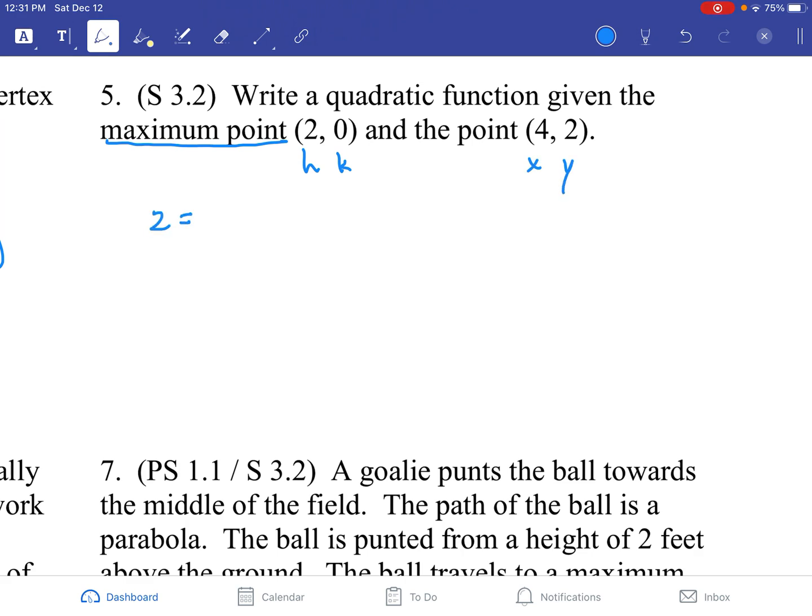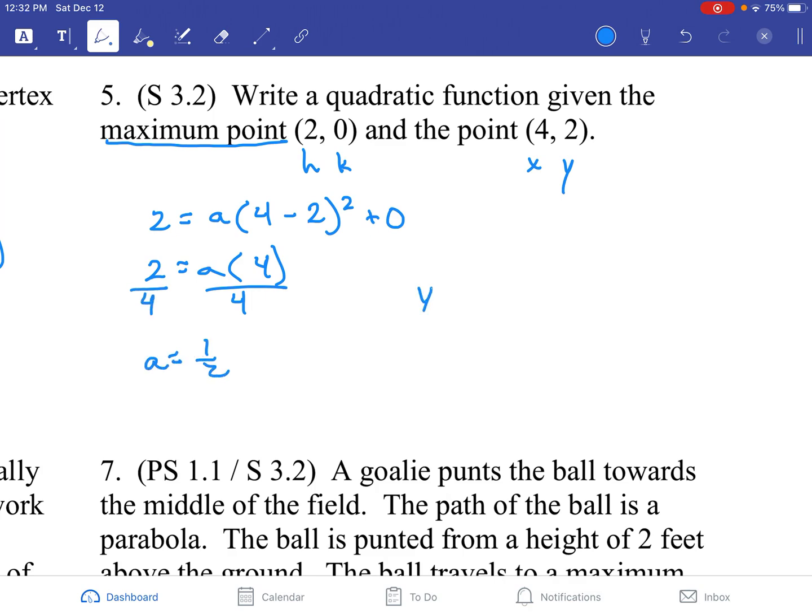So y is 2 equals a times 4 minus h, which is 2, quantity squared, plus k, which is 0. Well, we don't need to add 0 to the other side. It doesn't make any difference. So we have 2 is equal to a times 4 minus 2, which is 2. 2 squared is 4. Divide both sides by 4, and a will equal 1/2.